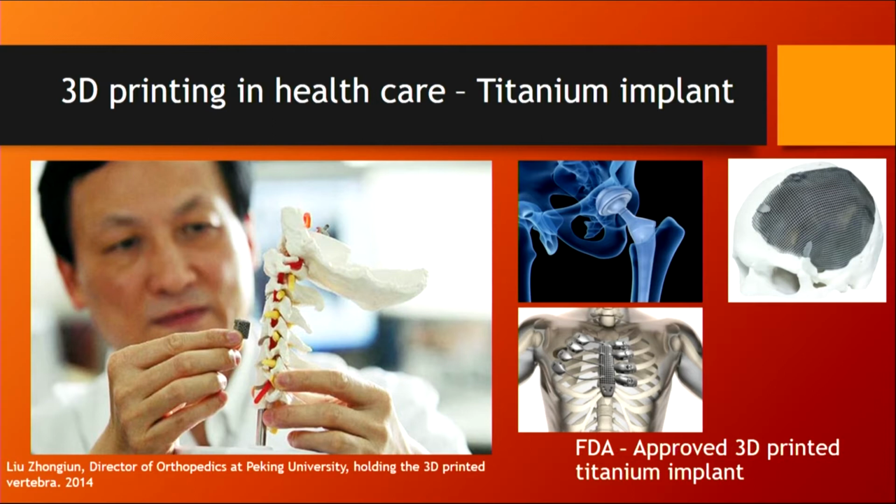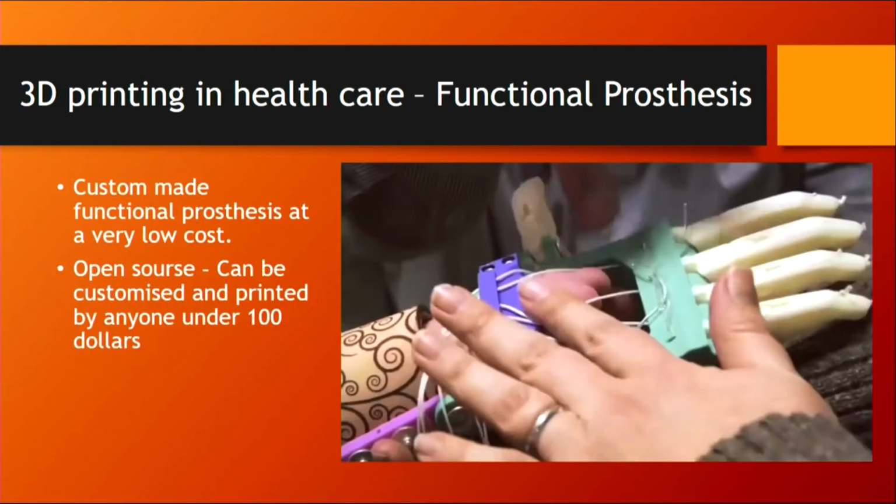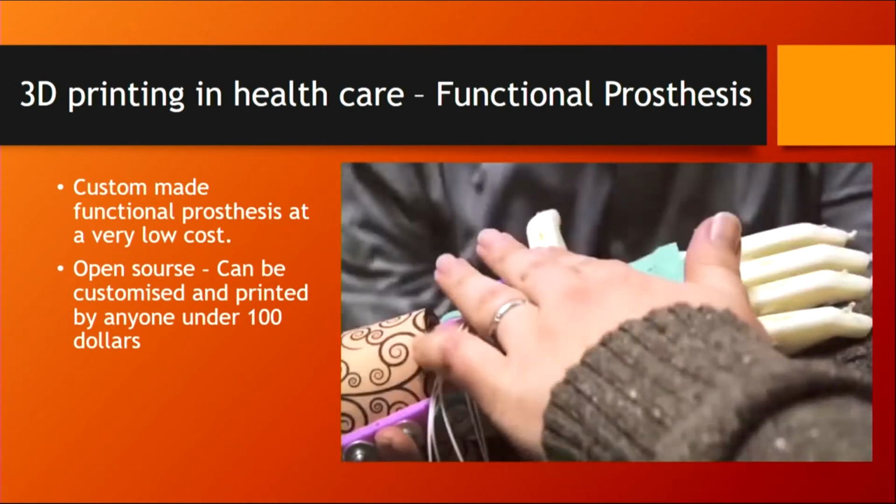Dr. Liu Zhongjian 3D printed a vertebra in the year 2014 to implant into an 8-year-old boy. Now more than 30,000 procedures are being done with 3D printed titanium hip implants. It is used to make functional prostheses nowadays.